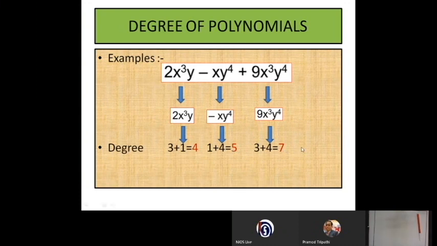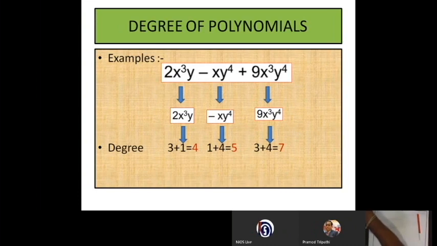In the third term, 9x cube y raised to the power 4, the exponent of x is 3 and the exponent of y is 4. So the sum of the exponents, 3 plus 4, is 7, so the degree is 7. Therefore, you can easily see that the degree of the first term is 4, the second term is 5, and the third term is 7. These are the degrees of each term in this polynomial. I think it is very clear.